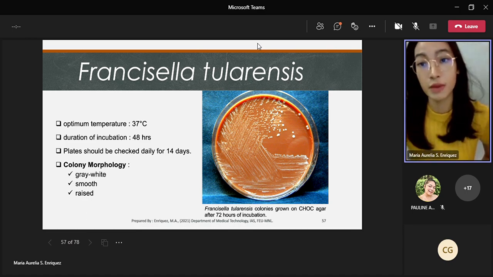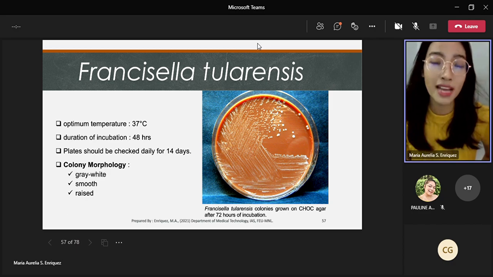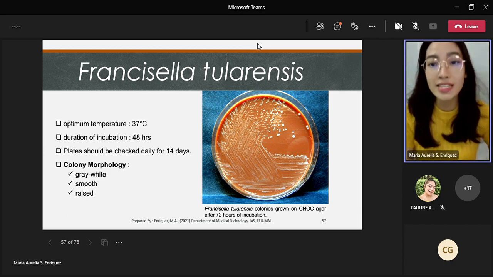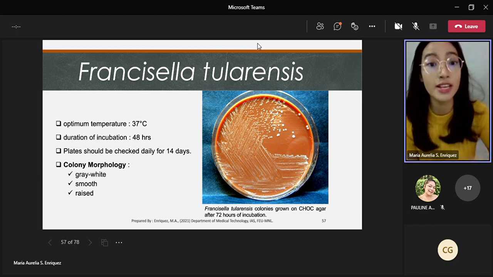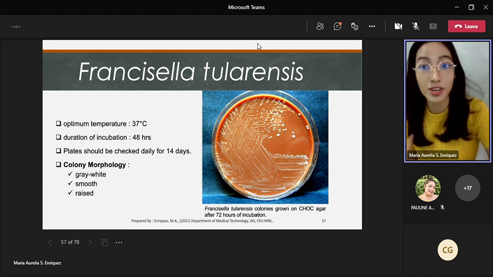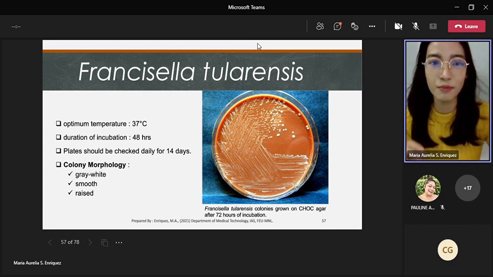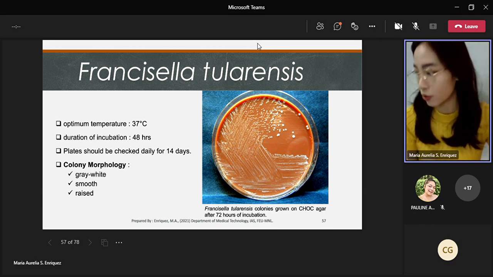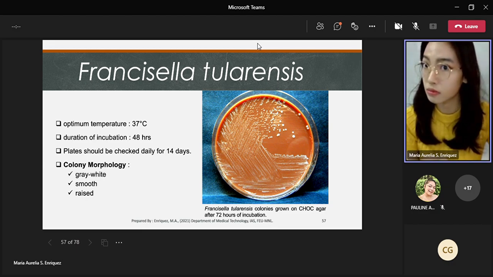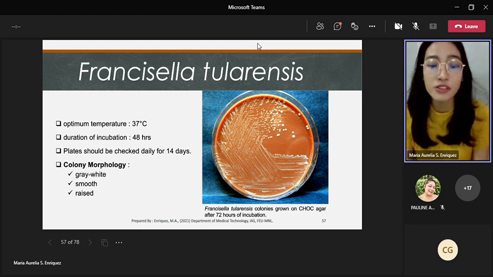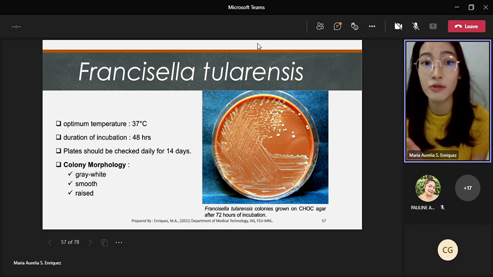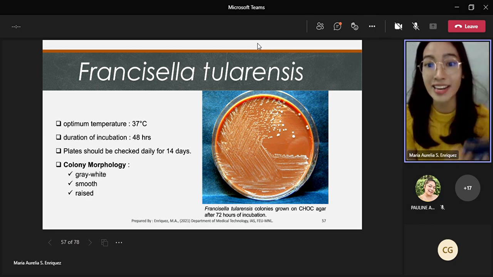Even though growth may be observed within 48 hours, plates must still be checked daily for up to 14 days before reporting as negative. Sometimes there are strains of this that are very slow growers. So if we suspect that the organism is in fact Francisella tularensis, we have to wait. We cannot discard the plate after 18 to 24 to 48 hours just because we saw no growth. Okay? If we highly suspect that the organism is Francisella, we should keep our plates for up to 14 days.